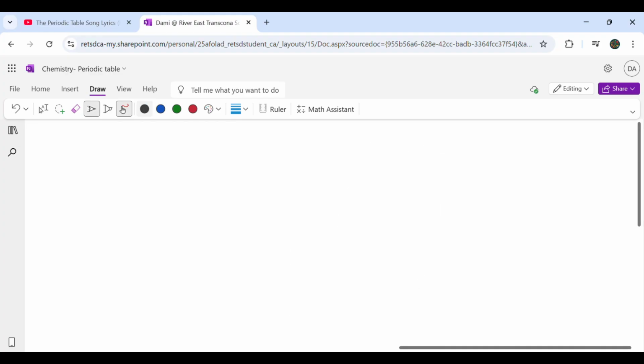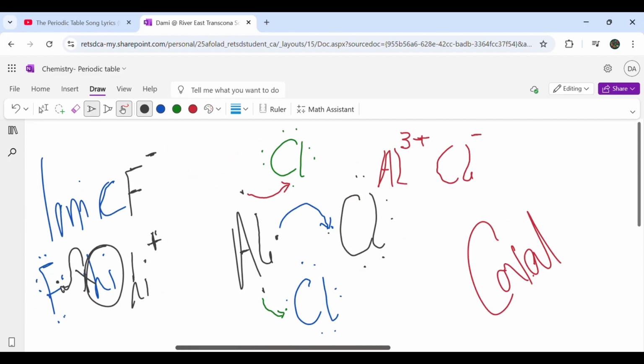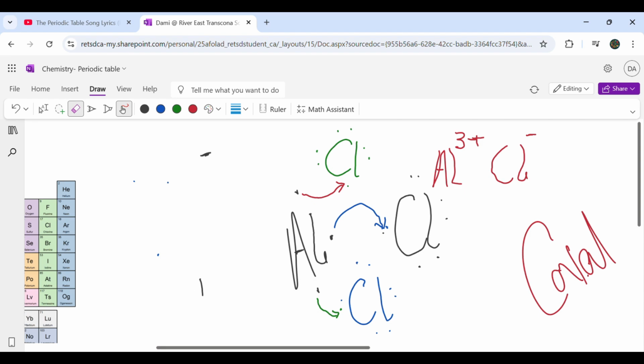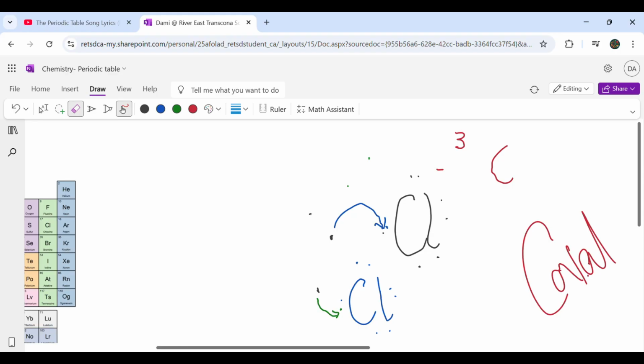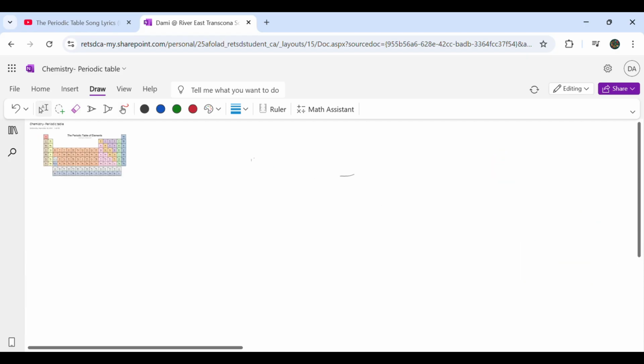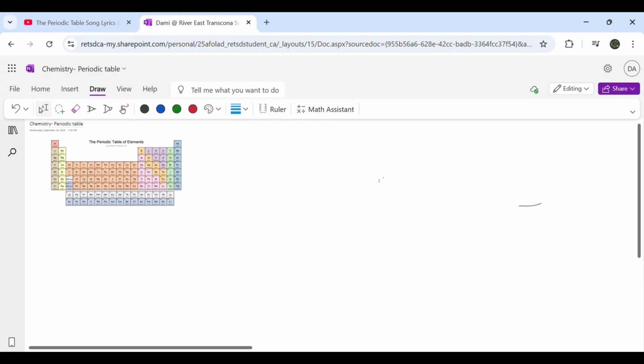You can find valence electrons by looking at the element group number like we talked about in the last video. I'm just going to erase all this and use this spot because I need my periodic table.